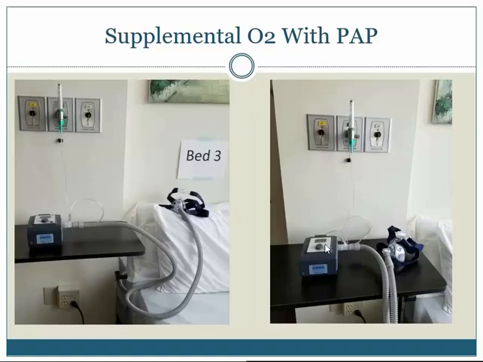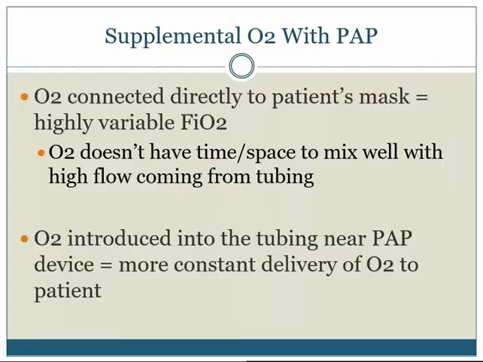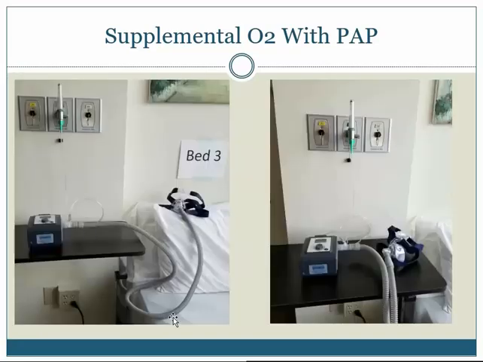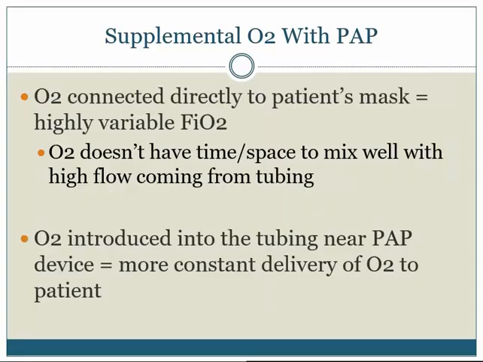That's a little bit more of a close-up to it. So the reason why you connect your T-piece here and not at this end is so that, A, you're delivering a more consistent FiO2, because this tubing is 6 feet long. The air that's being delivered from the PAP machine and the supplemental oxygen that you're delivering has 6 feet of tubing to mix, and so you have a more consistent FiO2 being delivered to the patient.